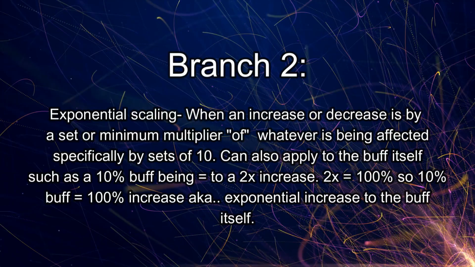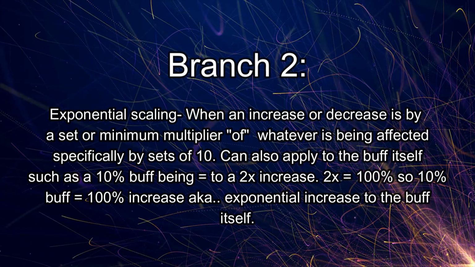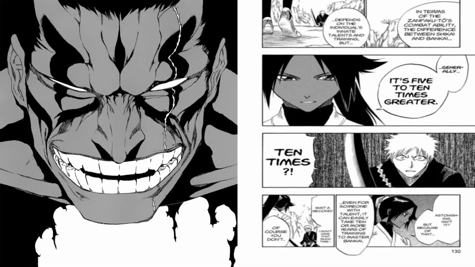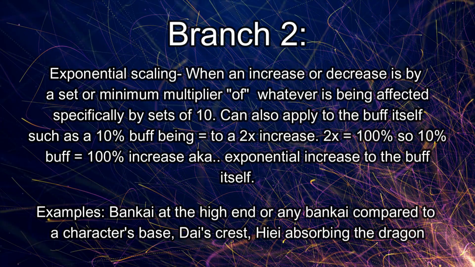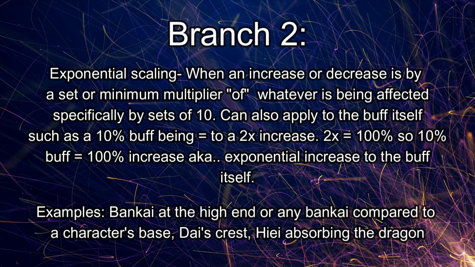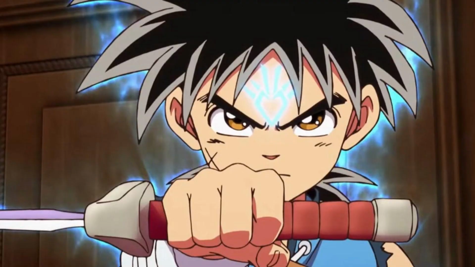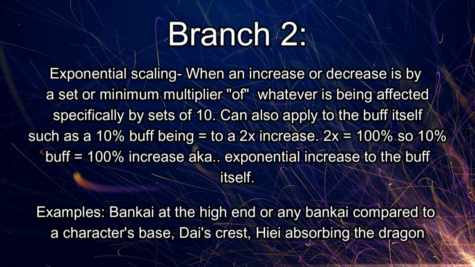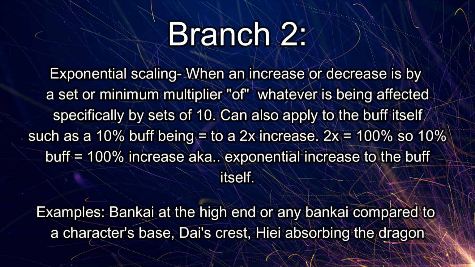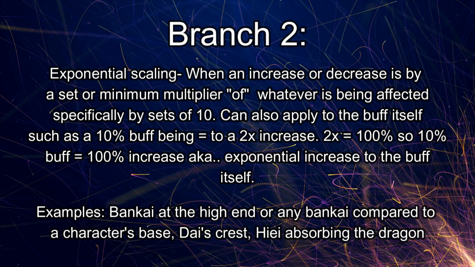Okay. Now, other examples of exponential increases or exponential scaling would also include things like Bankai at the high end, that 10 times, or any Bankai compared to a character's base, where even if it's 5 times and then 5 times again, it's 5 times the Shikai, which is already 5 times the base, aka the minimum is 25 times. That's above a 10 times multiplier to their base. We could look at Dai's Crest when it's activated, or Hiei absorbing the dragon, right? In these examples, each boost is at minimum 10 or more times higher. And that will do it for the second branch of scaling. I'm really hoping that it is clear.